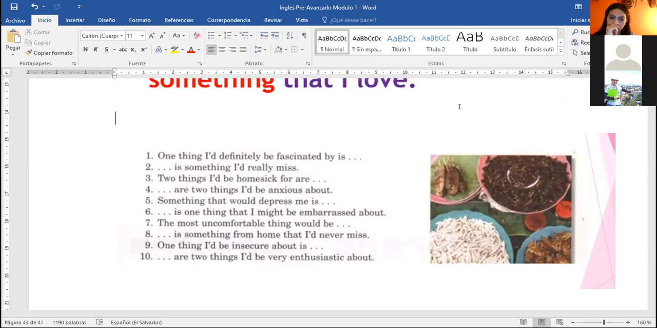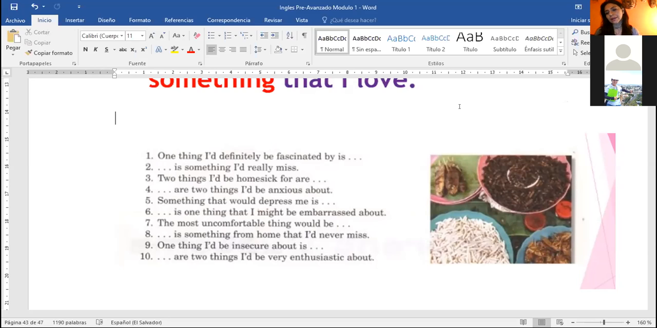Hagamos la 9, Anita, porfa. La 9. What the insecurity about is traveling by bus, le habíamos puesto. Okay, so travel by bus, okay, traveling by bus, okay. Y en eso sería el noun phrase, is it acting as a subject or as an object? El noun phrase sería one thing I would be insecure about, ¿verdad? Entonces, en este caso, sería el subject, porque es antes del verbo be. Ajá, sí, es el subject.